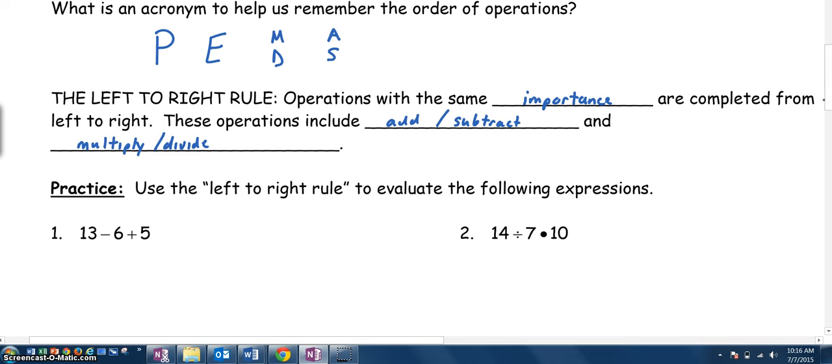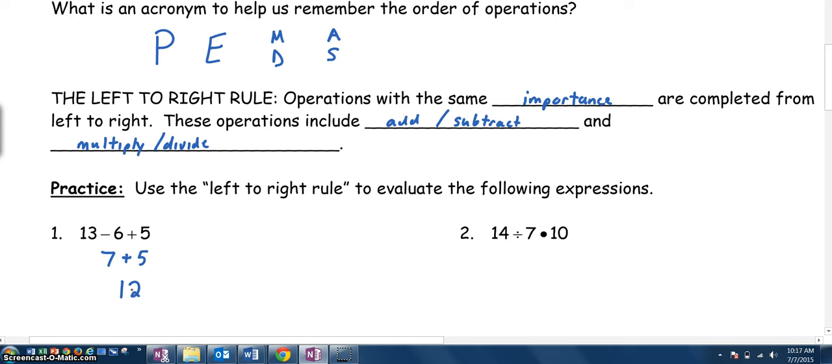In the first example, we have 13 minus 6 plus 5. Now, as you remember from PEMDAS, addition and subtraction are in the same step. So they have the same importance, so we go from left to right as if we were reading a book. So when I look at the problem, I have 13 minus 6. That's my first step. 13 minus 6 is 7 plus 5. Then I can do the addition. So my final answer would be 12.